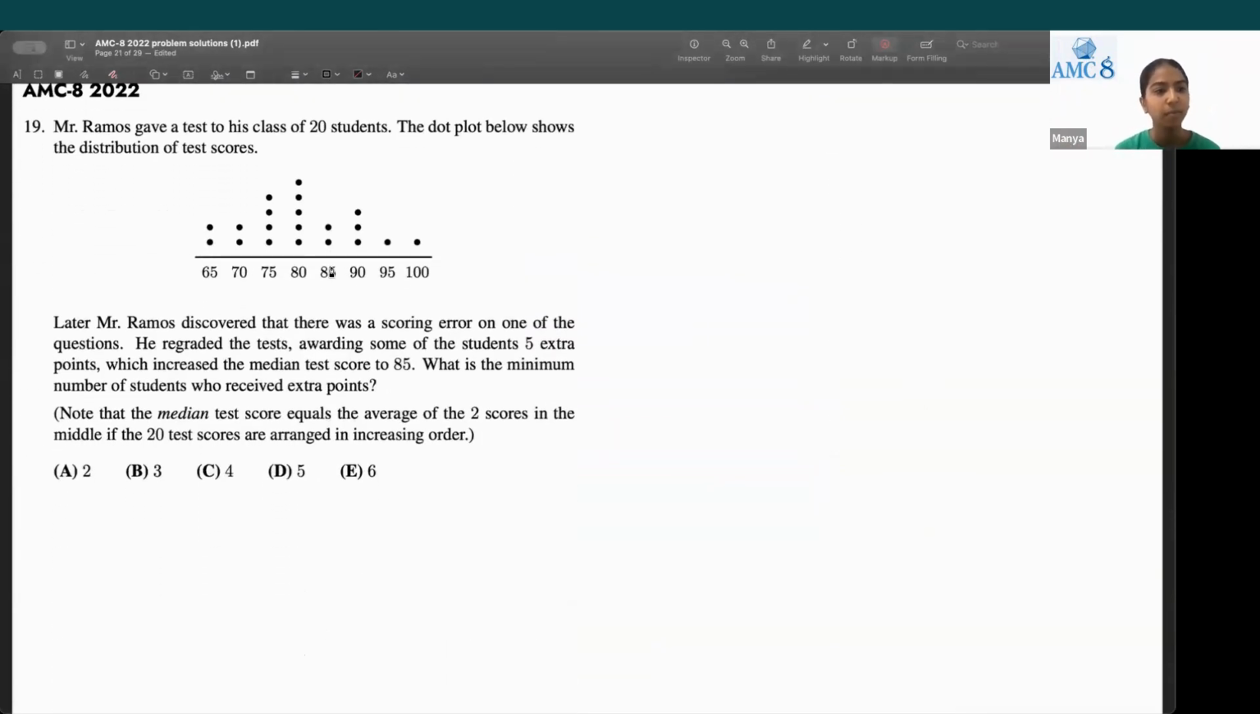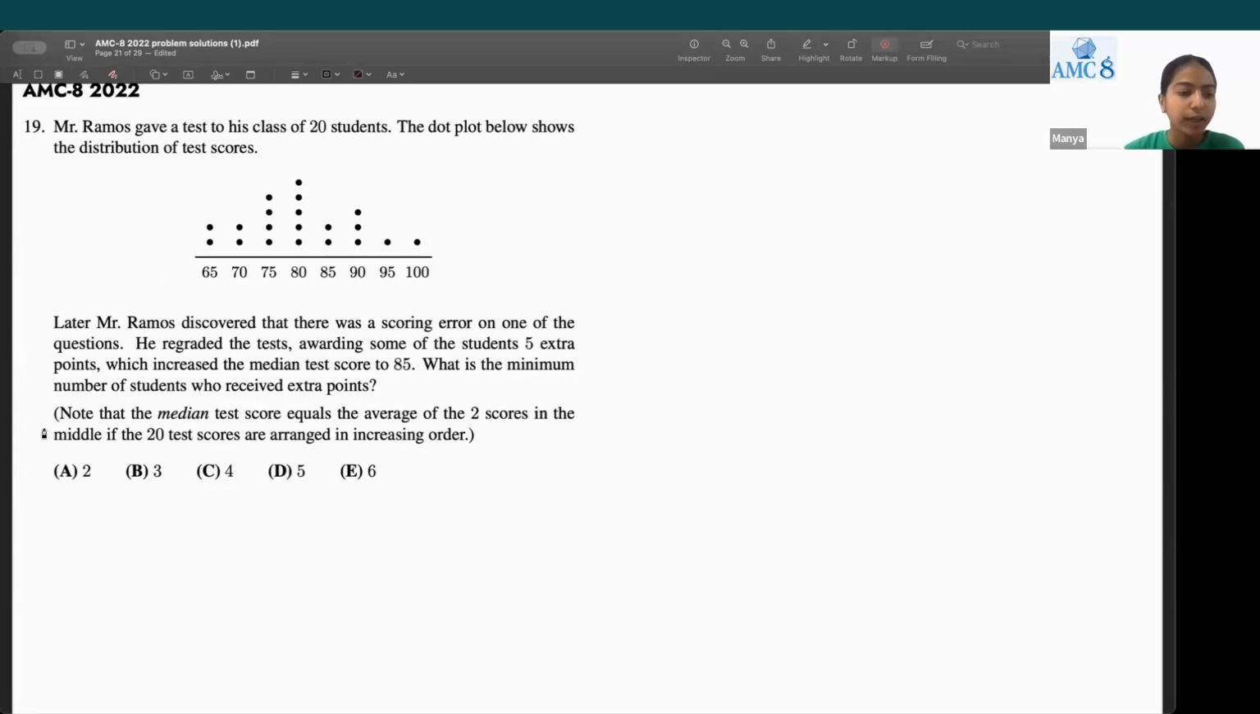Problem number 19. Mr. Ramos gave a test to his class of 20 students. The dot plot below shows the distribution of test scores. Later, Mr. Ramos discovered that there was a scoring error in one of the questions, and he regraded the test, awarding some of the students 5 extra points, which increased the median score to 85. What is the minimum number of students who receive extra points? Note that the median test score equals the average of the 2 scores in the middle if the 20 test scores are arranged in increasing order.